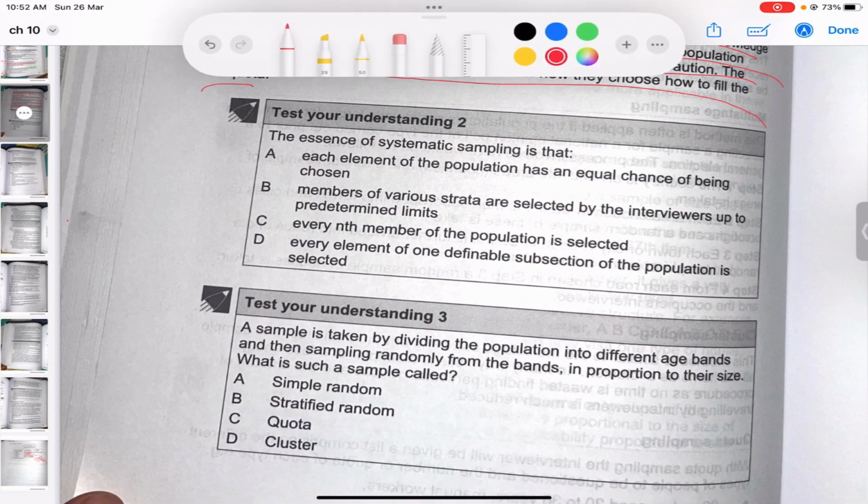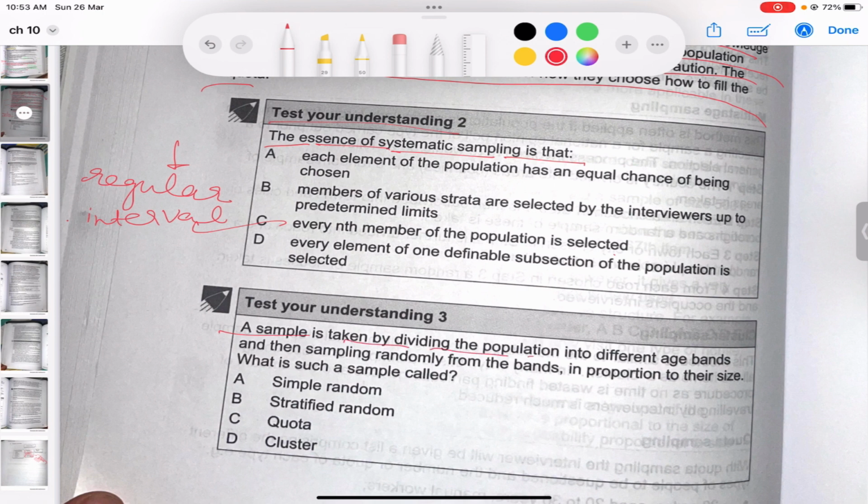Now think about it and answer it. The essence of systematic sampling is that each element of the population has an equal chance of being chosen. Members of various strata are selected by the interviewers. Every nth member of the population is selected. C is my answer. You know that this is the definition of our systematic sample. We know that systematic sample is something which is done at a regular interval, so keep that in your mind now.